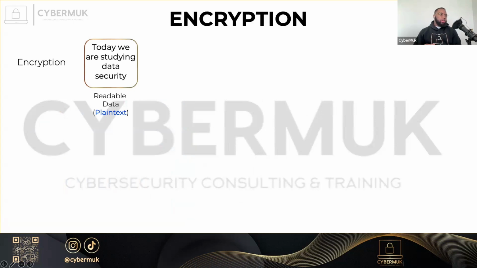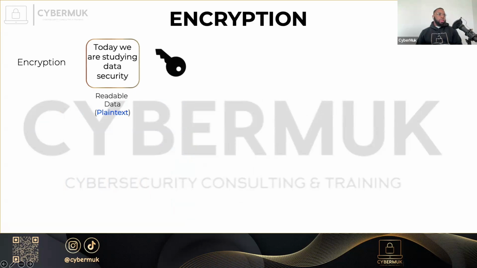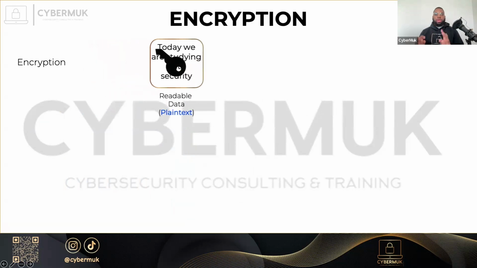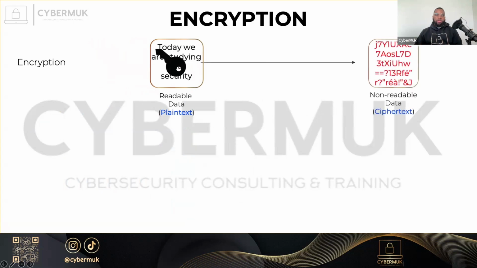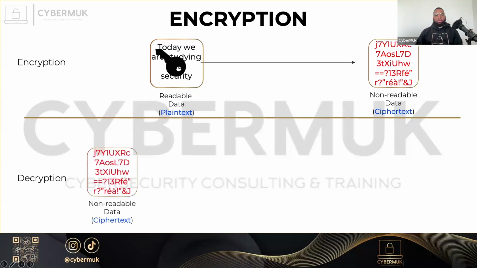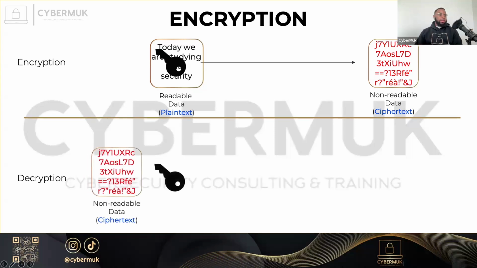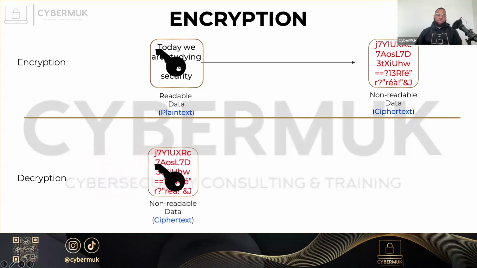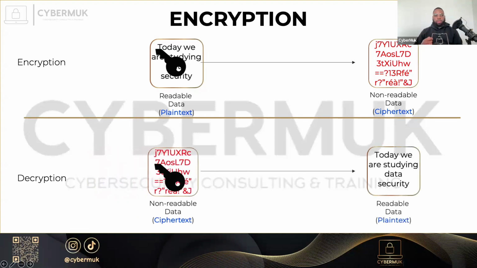Today we're studying data security. Imagine you're trying to send this text to another person. First, it's encrypted with a key, a digital key, which is just a piece of code. It creates random characters. It creates a ciphertext. Non-readable data is a ciphertext. Now, when it gets to the person's computer at a destination, it is being decrypted. So that's the process of decryption. You take that ciphertext, use the key to get back to the plain text.